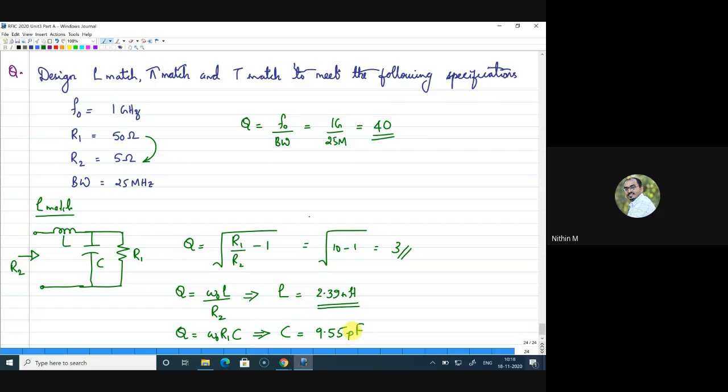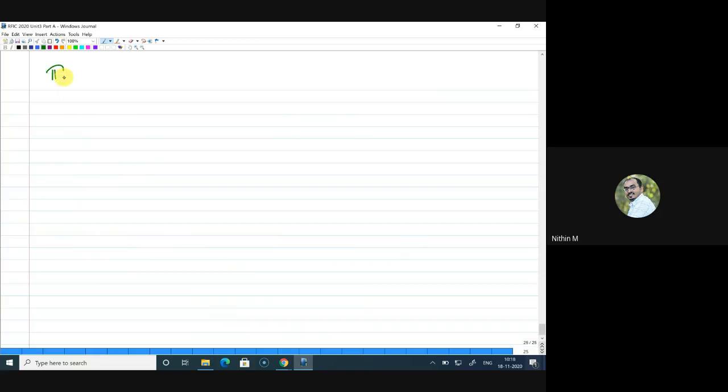If this is clear, you can go ahead and find out what the component values are in the case of a pi match. So let me draw the pi match here. Yeah, so you can work it out and let me know what component values you are getting for a pi match.